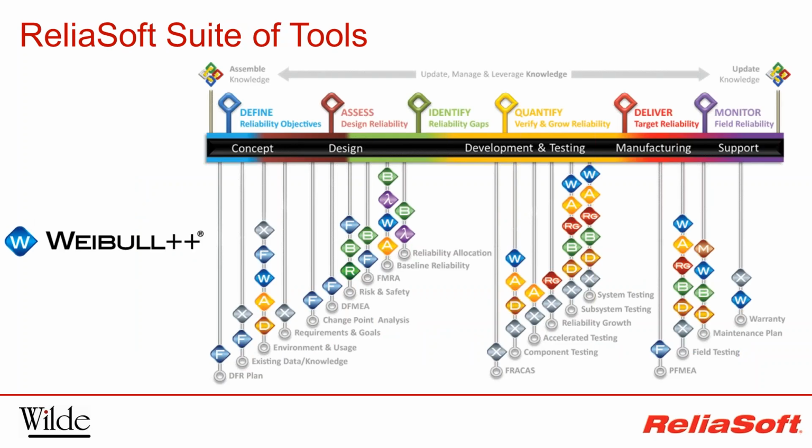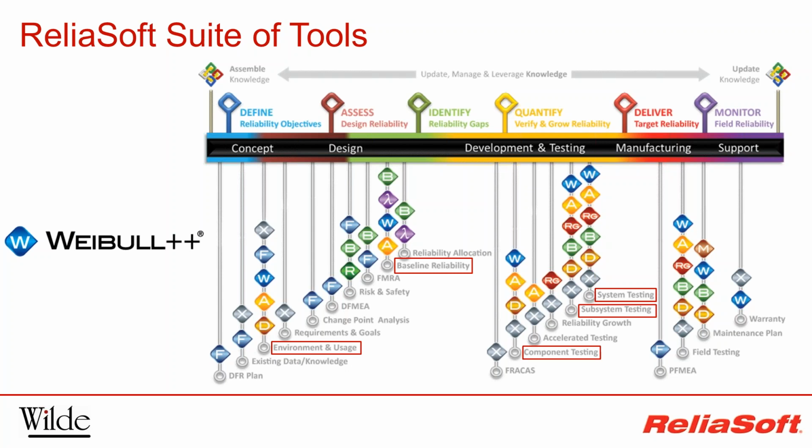This chart shows how the ReliaSoft suite of tools can be applied throughout the reliability program, again from concept through to support phases. Weibull++ can be a useful tool to calculate and understand distributions throughout a product's development. Early on in the concept stages, it can be used to understand environmental and usage variations that will be important when creating the design specification. Then, during the design phase, baseline reliability can be determined based on the performance of similar equipment.